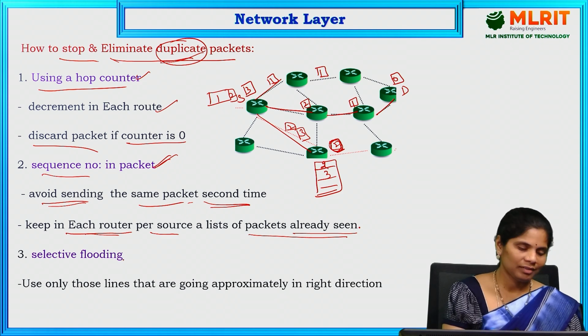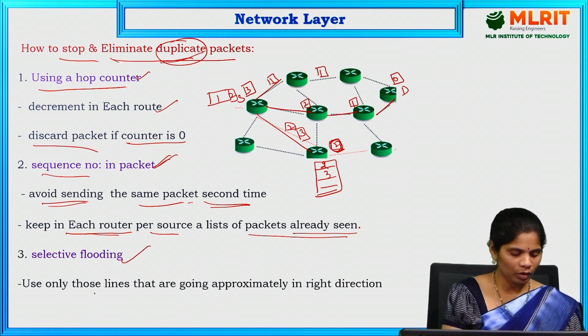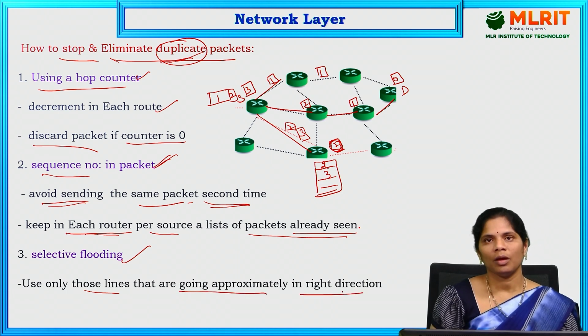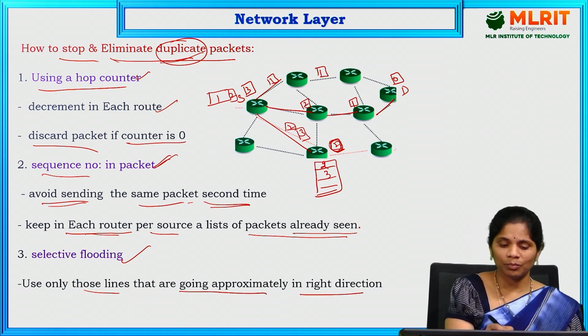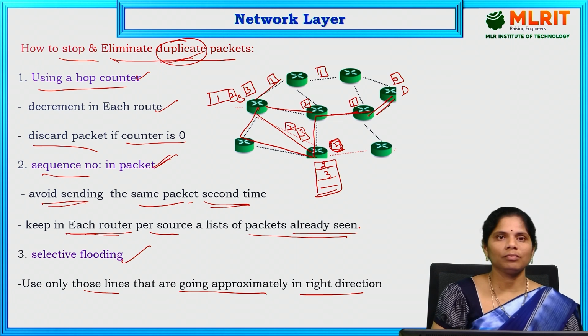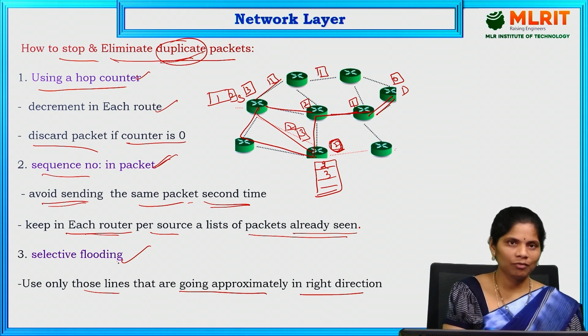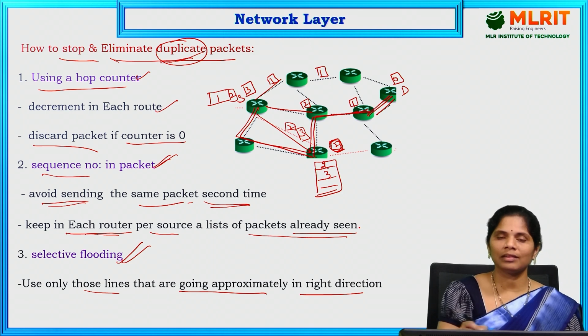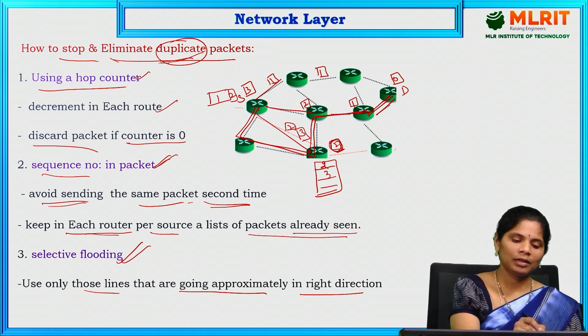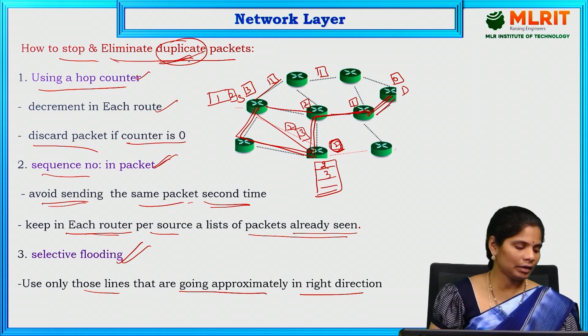And next one is selective flooding. Use only those lines that are going approximately in the right direction. Means suppose if we want to send particular packets, we have to go in that particular direction only for sending the data. That is nothing but selective flooding. Means we are selecting only one route for sending the packets. That is selective flooding. These are all for eliminating the duplicate packets in the flooding concept.